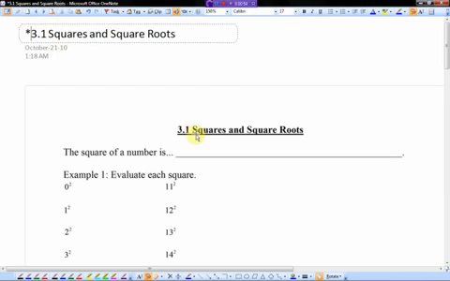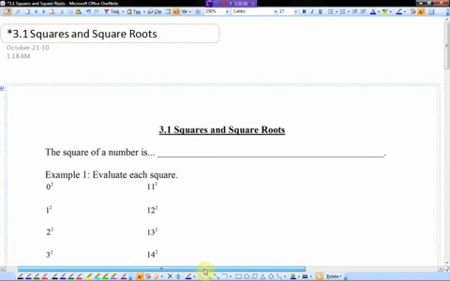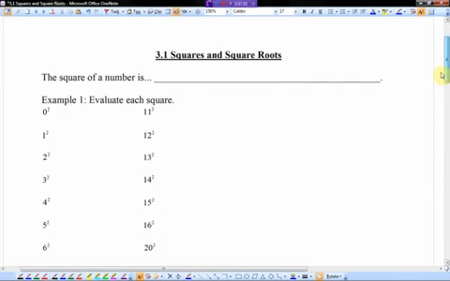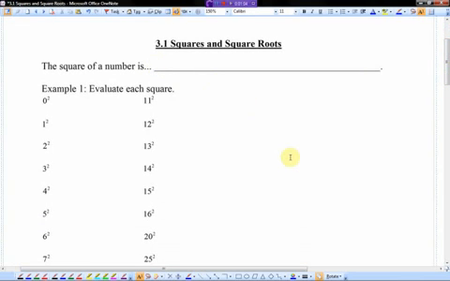Let's get on with section 3.1. So this is all about squares and square roots. First of all, when we are talking about the square of a number, we are talking about a number multiplied by itself. Okay? So now we're going to get into some multiplying of numbers by themselves, in other words, finding the square of some numbers, and we're going to evaluate each one of these.